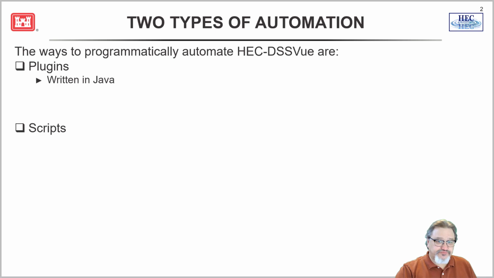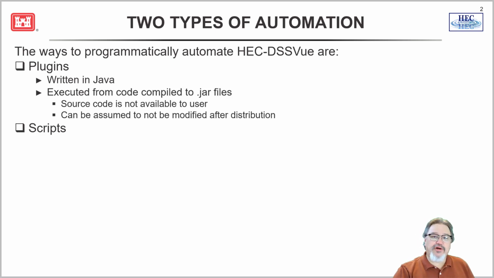Plugins are written in Java. HEC-DSSVue is written in Java, and so the plugins that it uses are also written in Java. Well, what does that mean? It means the Java code is compiled and it exists in jar files, .jar extensions. And since the code is compiled, the source code is not available to the user. That can be good or bad, but that's the aspect of plugins. It's compiled code, the source code is not available.